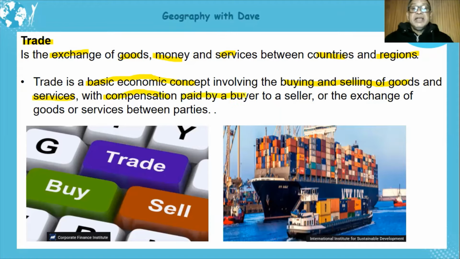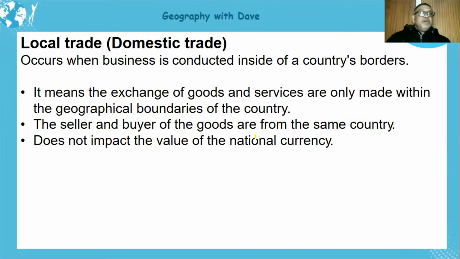Paid by the buyer to a seller. So generally, the exchange of goods and services between parties. Just putting the definition in different ways to get a better understanding of trade. You can see here, trade, buy or sell. You can see the ships taking things to another country. It's one country selling to another. Trade. Right. Let's go further.